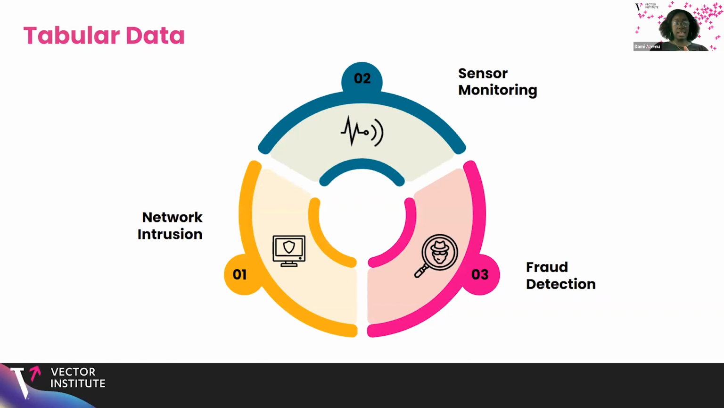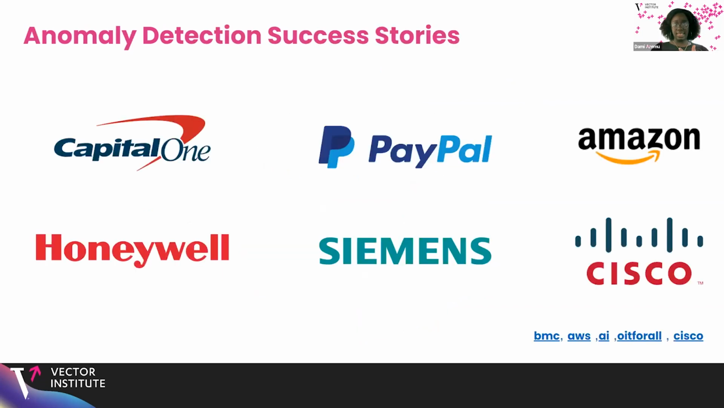Then lastly, we have tabular data. From the left, we have network intrusion. This involves identifying unusual network activities that might indicate a security threat. Then we have sensor monitoring, identifying unusual sensor readings. This involves identifying unusual and unexpected readings from sensors that might indicate a problem or a malfunction. Then lastly, we have fraud detection in financial institutions, financial transactions. This involves identifying unusual patterns in transactions that might indicate the presence of fraudulent activity.